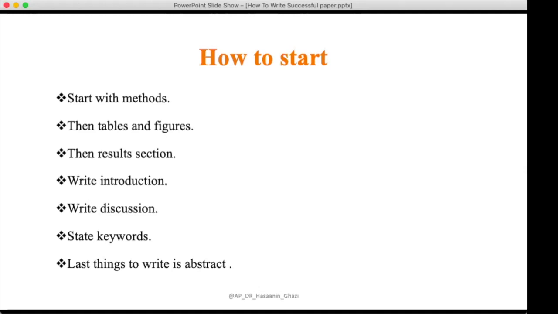And the most important thing is that the last thing to be written is the abstract. Why? As we said, because the abstract is very important. And usually we have many versions of the abstract until we are satisfied that this version is good before we submit to the journal, because the abstract represents the conclusion of the paper, the summary of the paper. That's why it is a very important part of any paper.